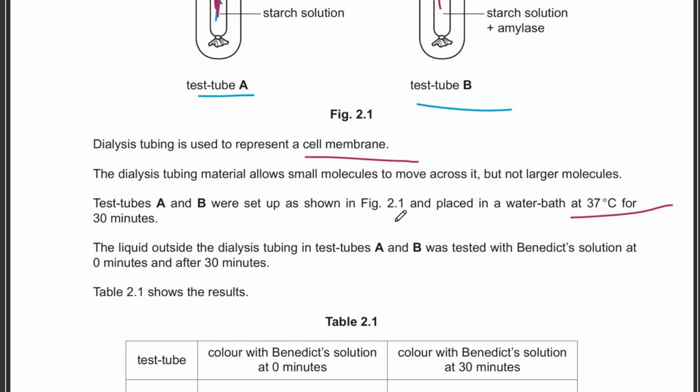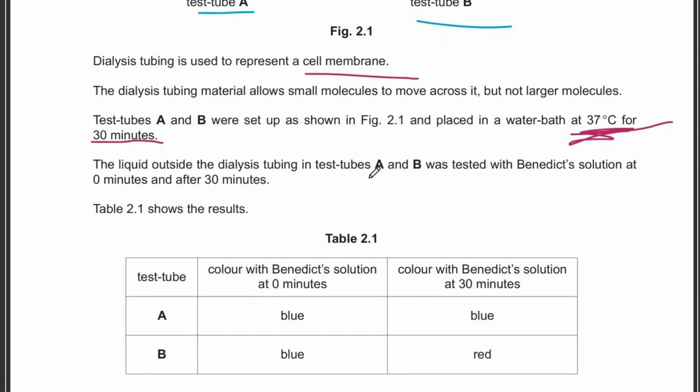Test tubes A and B were set up as shown in figure 2.1 and placed in a water bath at 37 degrees for 30 minutes. The liquid outside the dialysis tubing in test tubes A and B was tested with Benedict's solution at 0 minutes and 30 minutes. That means the Benedict's test was done before starting the investigation and then after the end of the investigation, after 30 minutes. Table 2.1 shows the results.